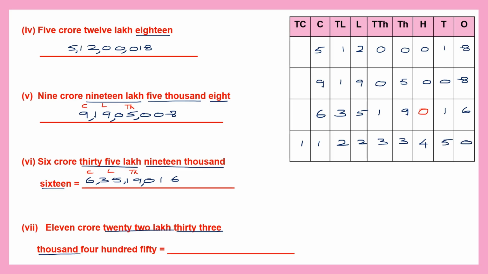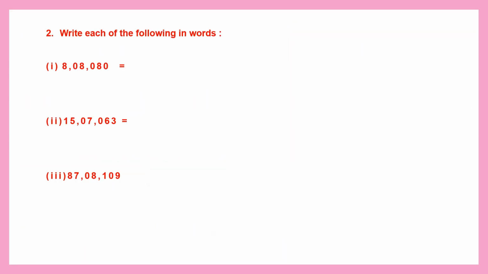450. Now let's write this number. So we have 1, double 1, and then we have 2 and 2. We have 3 and 3, and 4, 5, and 0. So now let's place our commas. Ones, tens, hundreds. So before 3, after 3 we have a comma. Then thousands, 10,000s, we have a comma here. Lakh, 10 lakh, we have a comma. So it's 11 crore, 22 lakh, 33,450.